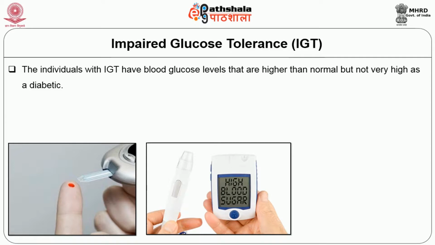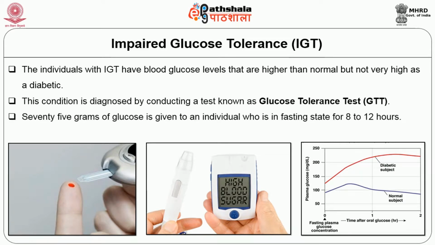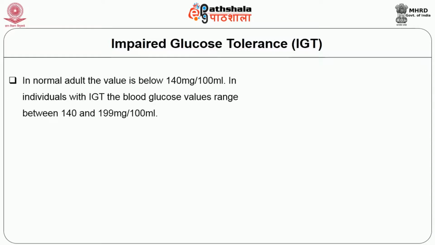Impaired glucose tolerance or IGT. The individuals with IGT have blood glucose levels that are higher than normal but not very high as a diabetic. This condition is diagnosed by conducting a test known as glucose tolerance test. 75 grams of glucose is given to an individual who is in fasting state for 8 to 12 hours. After 2 hours of drinking the glucose, blood glucose is estimated. In normal adults, value is below 140 milligram per 100 ml.